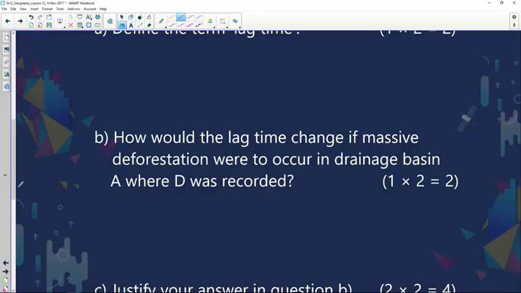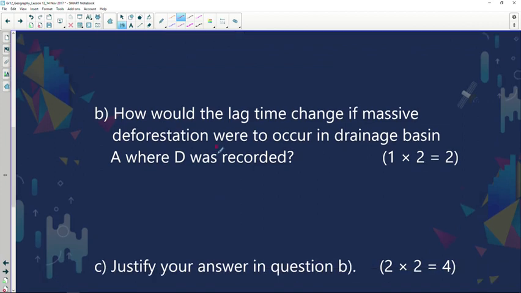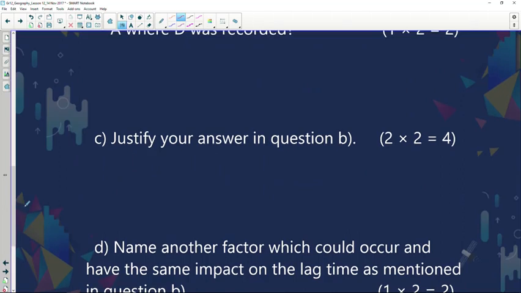Now, how would the lag time change if massive deforestation were to occur in drainage basin A, where D was recorded? Very simple. Deforestation is removing the vegetation. So what's going to happen? Is the water going to have any chance to infiltrate? No. They won't be able to infiltrate, there won't be time. So there's less vegetation, so there's going to be more surface runoff. Justify your answer. Because of the deforestation taking place, water won't be able to infiltrate and there's going to be more surface runoff.